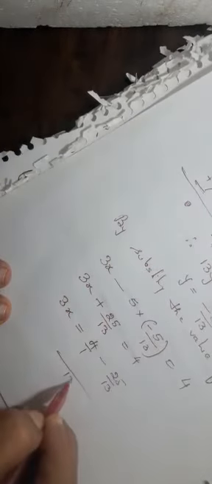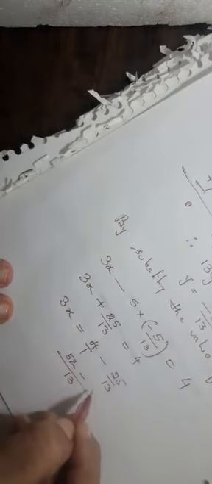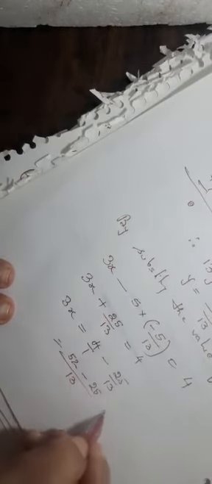And then 13 is the LCM. 13 4s are 52 minus 25, and this is equal to 27 by 13. That is 3x equal to 27 by 13. So now x is equal to 27 by 13 divided by 3. This 3 will come down here. So the answer is 9 by 13. x is equal to 9 by 13. You may get fractions. Sometimes you may get fraction values for x and y.